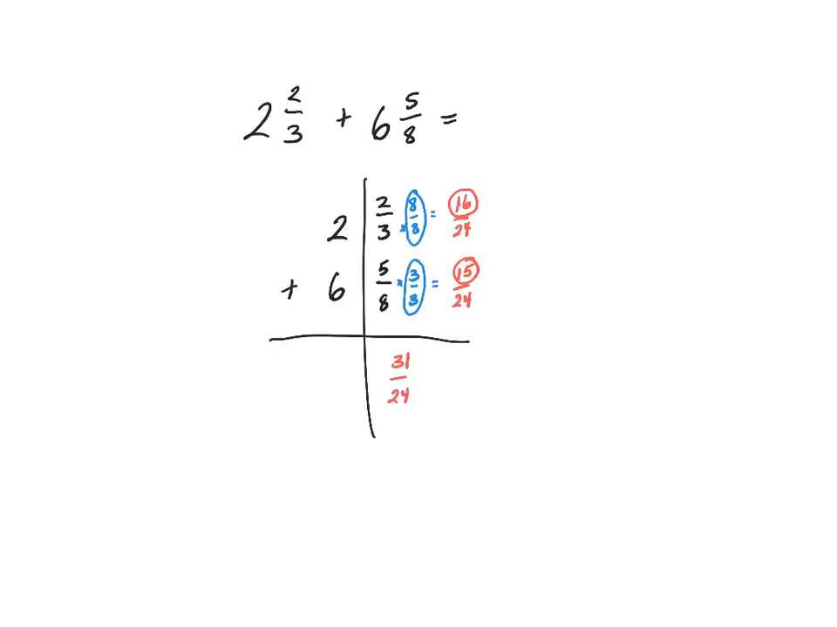However, this is an improper fraction, so I'm going to change it to a mixed number. 31/24 is equal to 1 and 7/24. This 1 whole will be carried to my whole number column. So now I'm ready to add up my totals. 6 plus 2 is 8, plus that 1 that I carried is 9, and I'm left with 7/24. So my answer is 9 and 7/24.